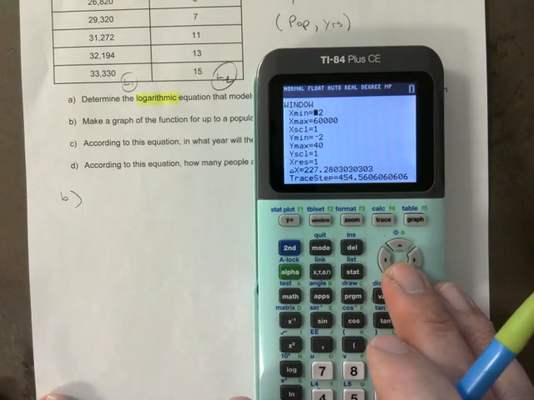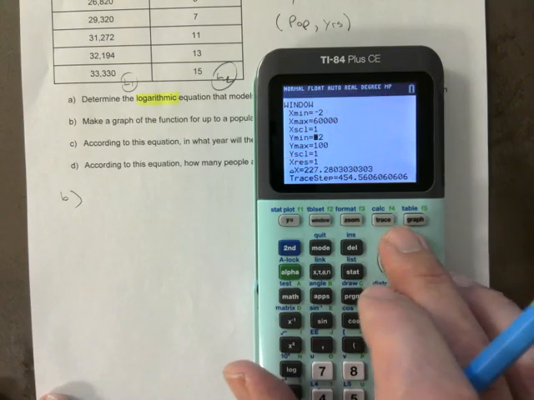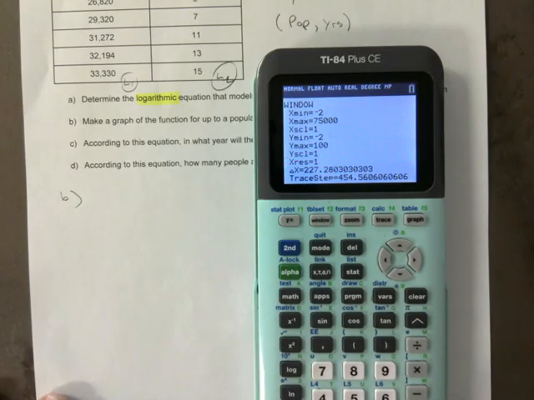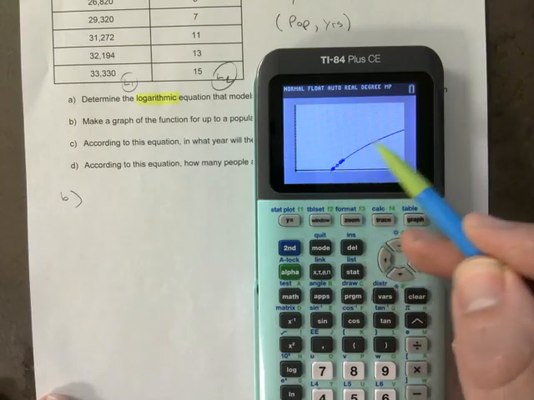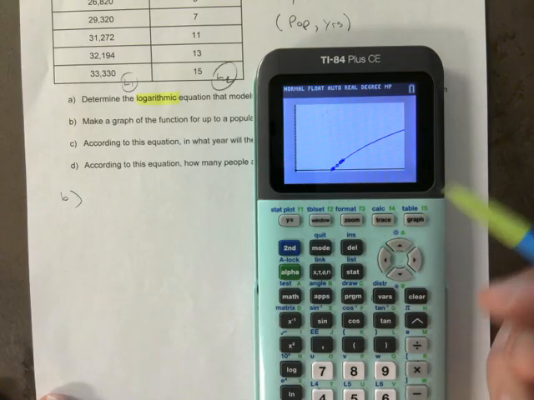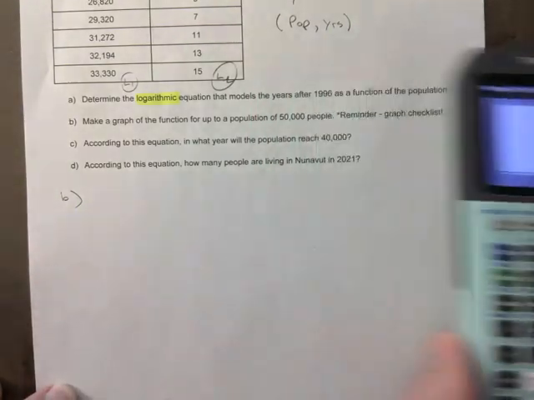I would say it probably is a good idea to go a little further. So let's see here what we get if this is 100 and this is 75,000. Yeah, to see that curving like that. That would be ideal if you could. B, so let's make that graph.